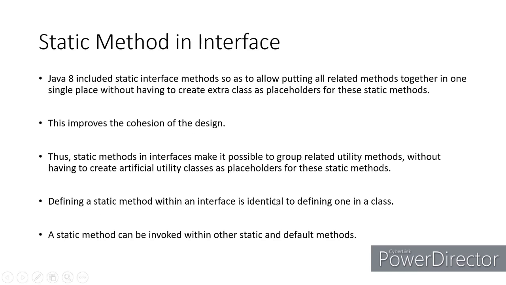Defining a static method within an interface is similar to how you define it in a class. That I already said, that a static method is no different to you. You have already used static methods inside classes. It is just that now you can add it to an interface also. You can have more than one static method inside your interface. Now, a static method can be invoked within other static and default methods also. That also you are aware of, that you can call one static method from inside another static method.